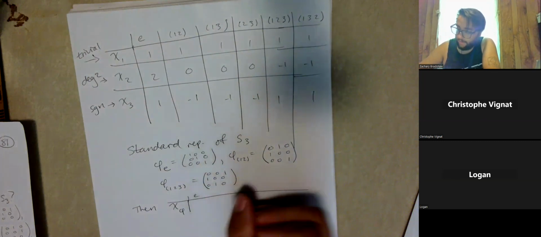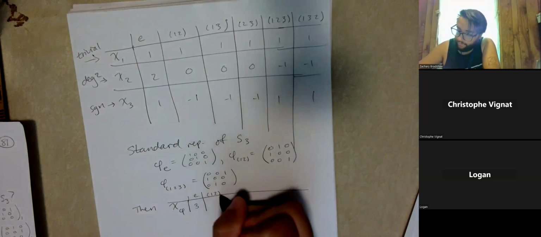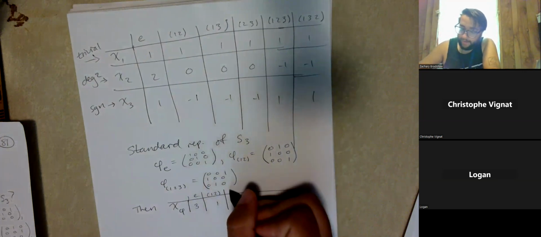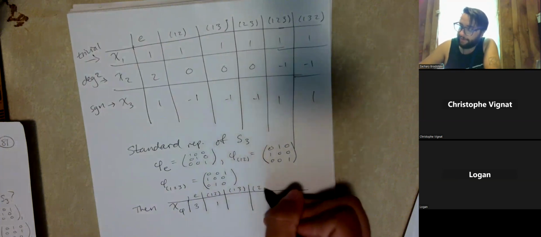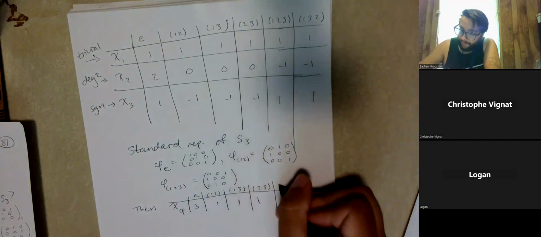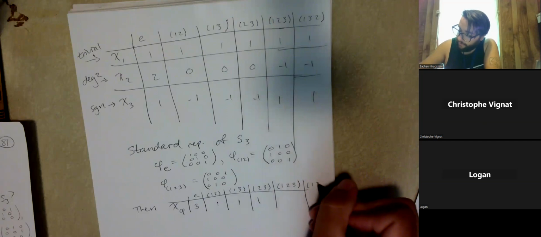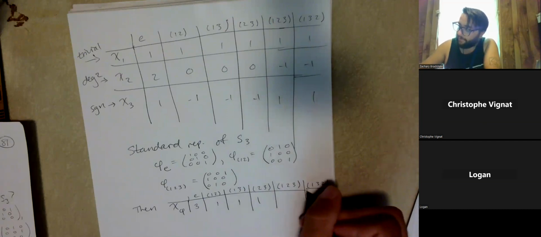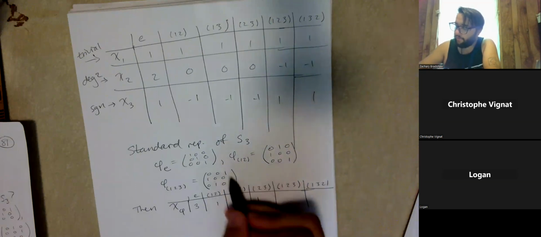So E, well, the trace of this is going to be 3. Trace of (1 2) is going to be 1. And (1 2), (1 3), and (2 3) will always be the same because they're in the same conjugacy class. And then (1 2 3) and (1 3 2) are also in the same conjugacy class. And their trace is 1, no, wrong one, 0.